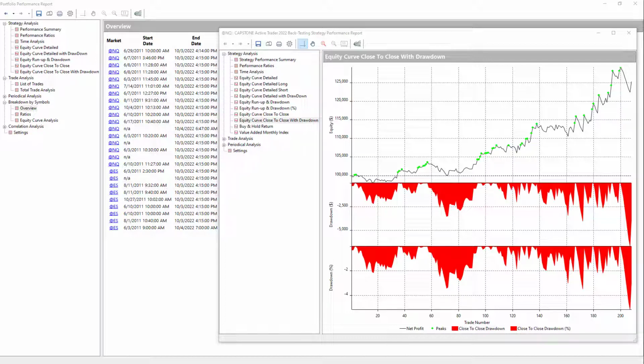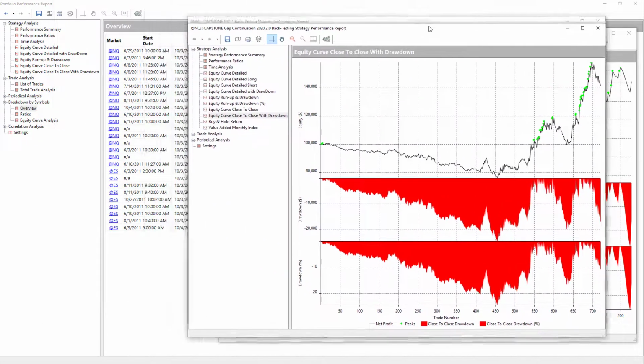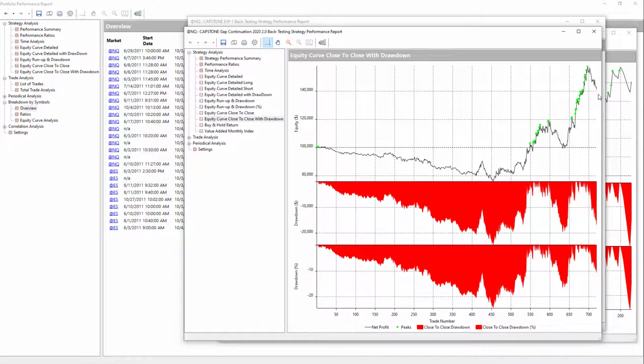On the short side, now I'm going to click on this, and I have to pull this up here. And so you see EVP1 hasn't done so well on the short side, but still within its worst case drawdown. And taking a look at gap continuation, it hasn't done as well on the short side, but similar to the past.